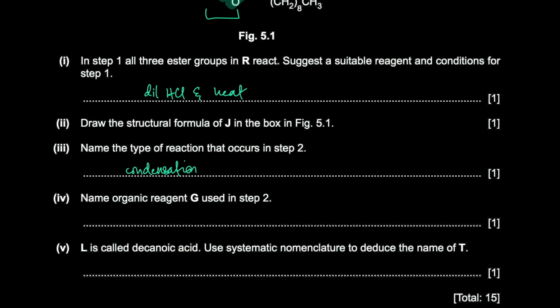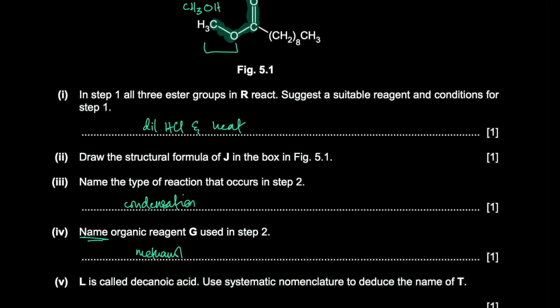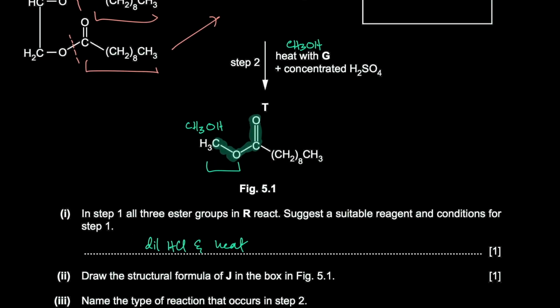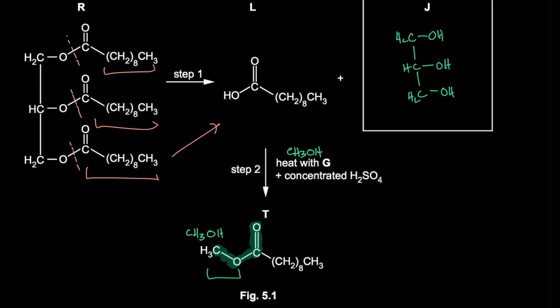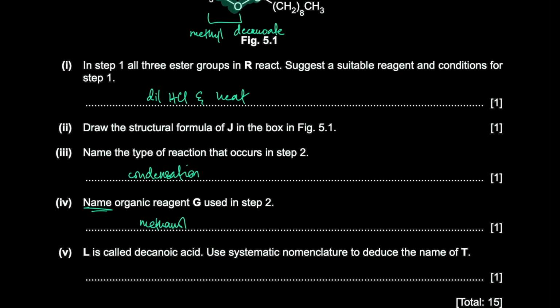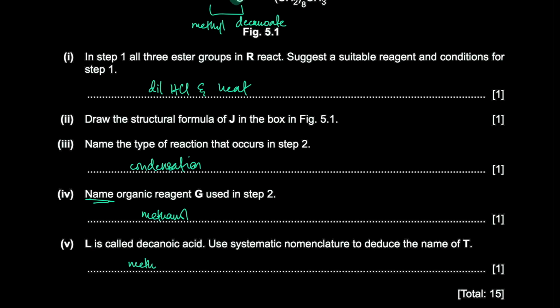We have to name organic reagent G, that was methanol, CH3OH. And then L is called decanoic acid. Use systematic nomenclature to deduce the name of T. This carboxylic acid is a 10 carbon acid, so L is decanoic acid. If you had to name the ester, we have the alcohol name first, so that would be methyl, and then decanoate, which is the acid part of the ester. Methyl decanoate, that's compound T. The name of compound T is methyl decanoate.